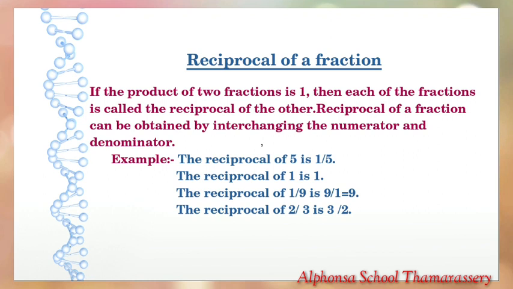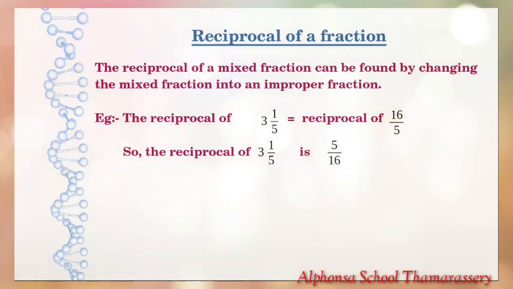If the product of two fractions is 1, then each of the fractions is called the reciprocal of the other. The reciprocal of a fraction can be obtained by interchanging the numerator and denominator. For example, the reciprocal of 5 is 1 by 5. The reciprocal of 1 is 1 itself. The reciprocal of 1 by 9 is 9. The reciprocal of 2 by 3 is 3 by 2.